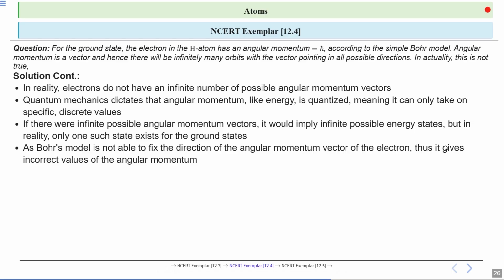The Bohr model can't actually fix the direction of the electron's angular momentum vector. Because of this, it gives us an incorrect value of angular momentum. This is one of the reasons why the Bohr model was replaced by quantum mechanics, which gives us more accurate predictions.